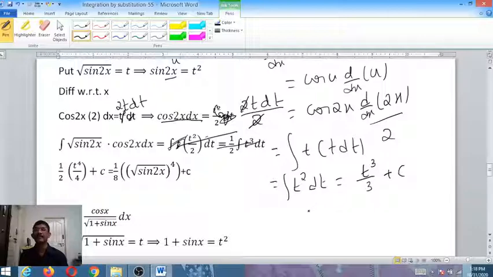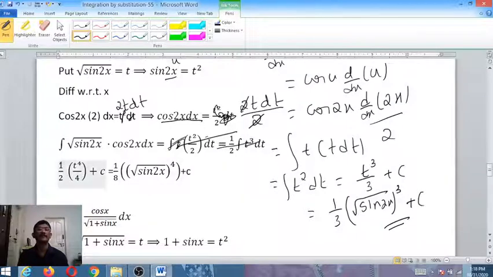So what is t cube? You can take 1 by 3 into, what is t here? Root of sin 2x, isn't it? Root of sin 2x whole cube plus c. So this is the answer. Okay.